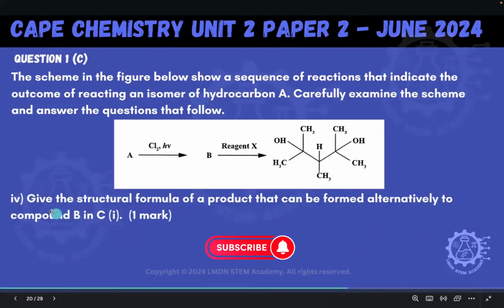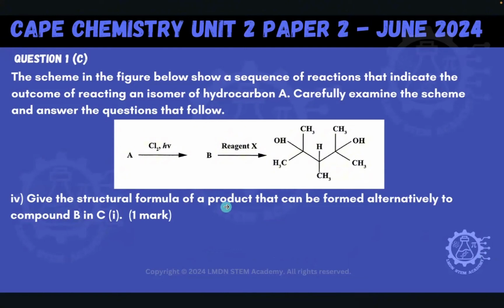All right. So now we're being asked to give the structural formula of a product that can be formed alternatively to compound B in C part 1 above. So compound B, we said that was the haloalkane, where we had the 2 chloro groups on the end here. So I had, instead of this, the Cl and then the Cl. That's what we had for B. So they're saying structural formula of a product that can be formed alternatively to that B.